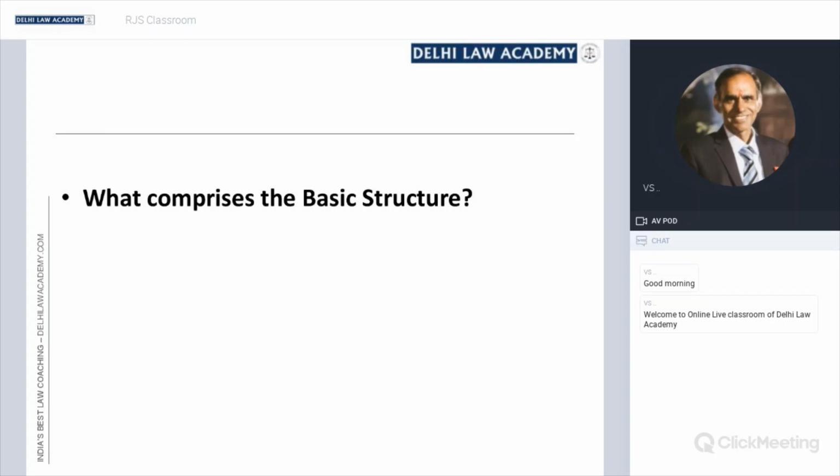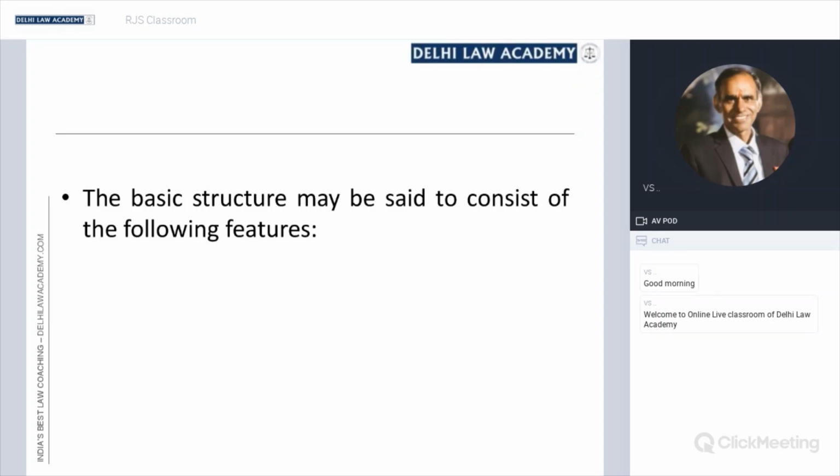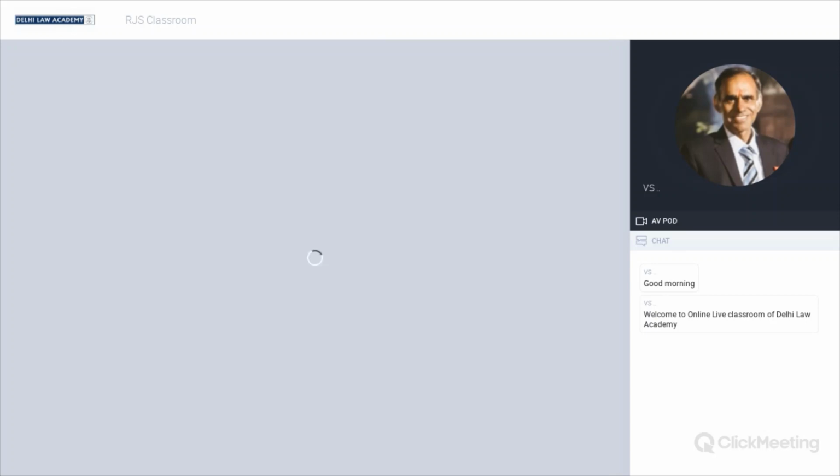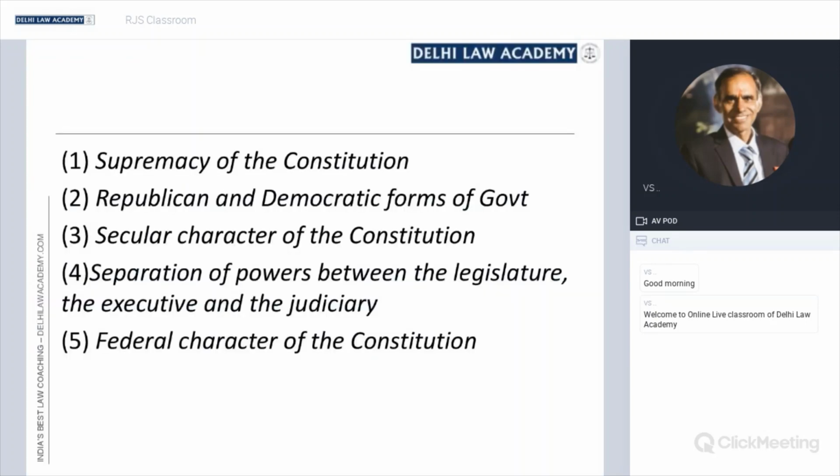Now, the next question is what comprises the basic structure? As I explained earlier, this has not been exhaustively defined. However, in this very judgment, it was said that the basic structure may be said to consist of the following features. Certain features are mentioned here. I'll just show you the features as they appear in this judgment. Five of them are mentioned here. So these should be specifically noted and remembered.